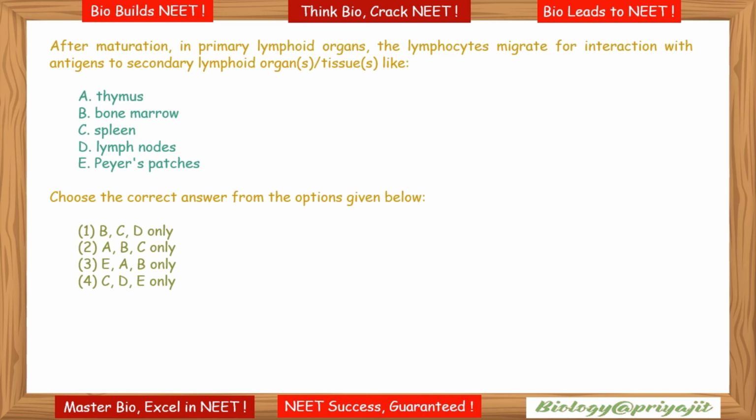On encountering an antigen, lymphocytes proliferate and form effector cells. So here the answer will be option 4, that is CDE only. Spleen, lymph nodes and Peyer's patches will be the correct answer.